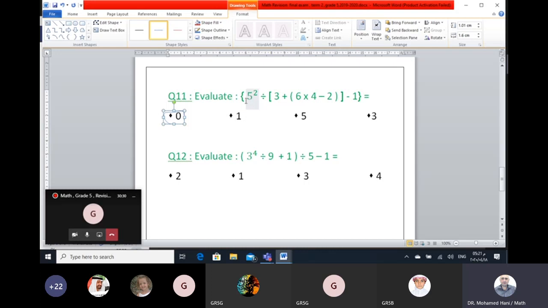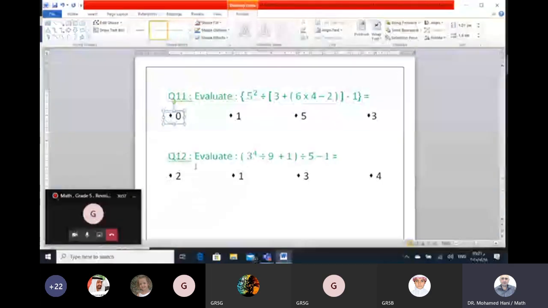Then the next order is the power. 5 exponent 2 means 5 times 5, which is 25. We now have 25 divided by 25, which is 1. So the value of this part is 1, and here we have minus 1. 1 minus 1 is 0. So the right answer will be 0.